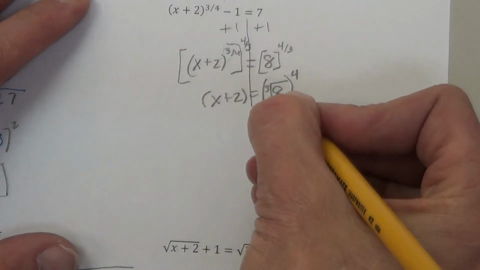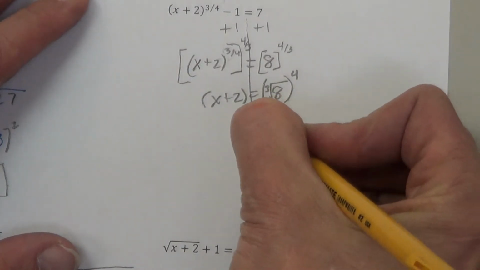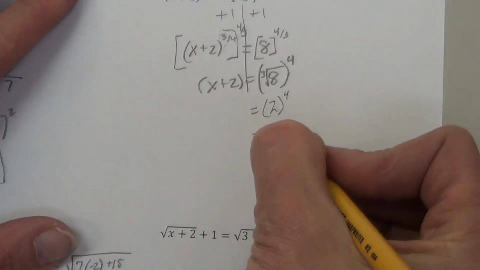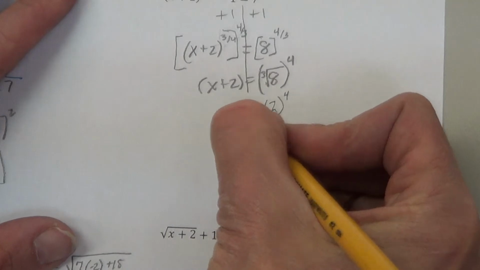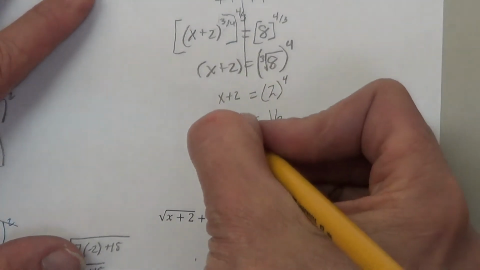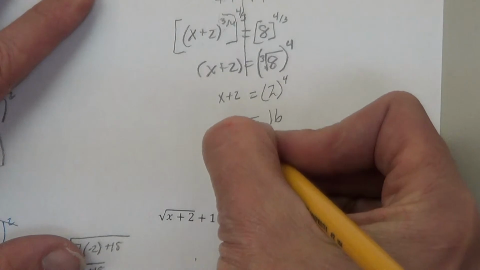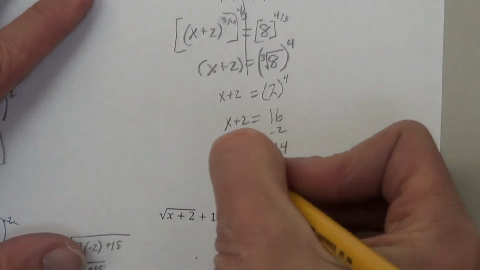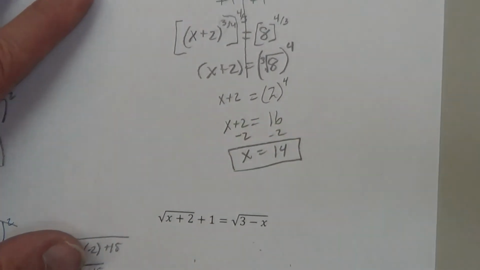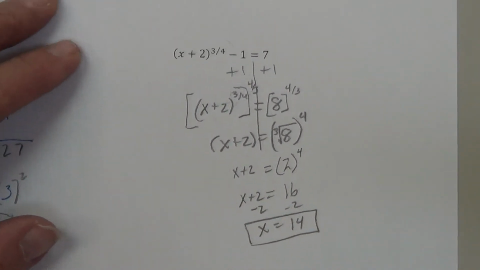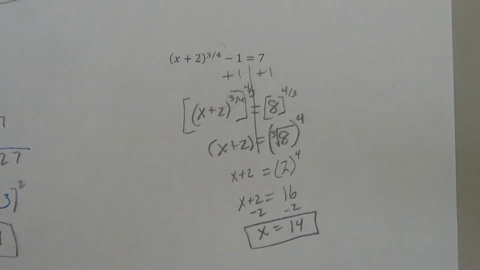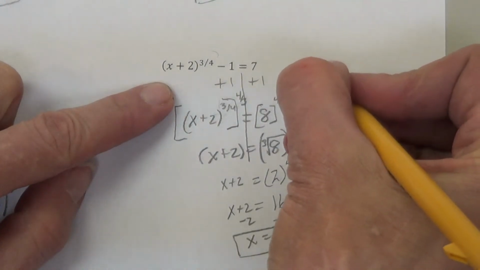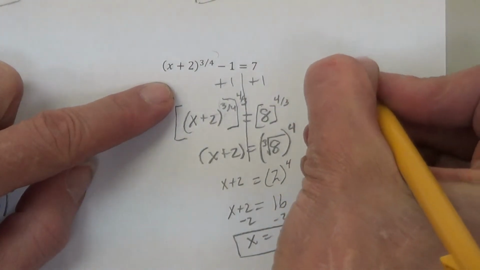Let's go ahead and simplify that. Cube root of 8 is 2. Raised to the 4th would be 16. We have x plus 2 over here. Subtract 2 from each side, and we get x equals 14. So now let's see if it works as a solution. That's part of seeing if our new method worked. So we take 14 plus 2 is, well, let's go ahead and plug it in there. 14 plus 2.